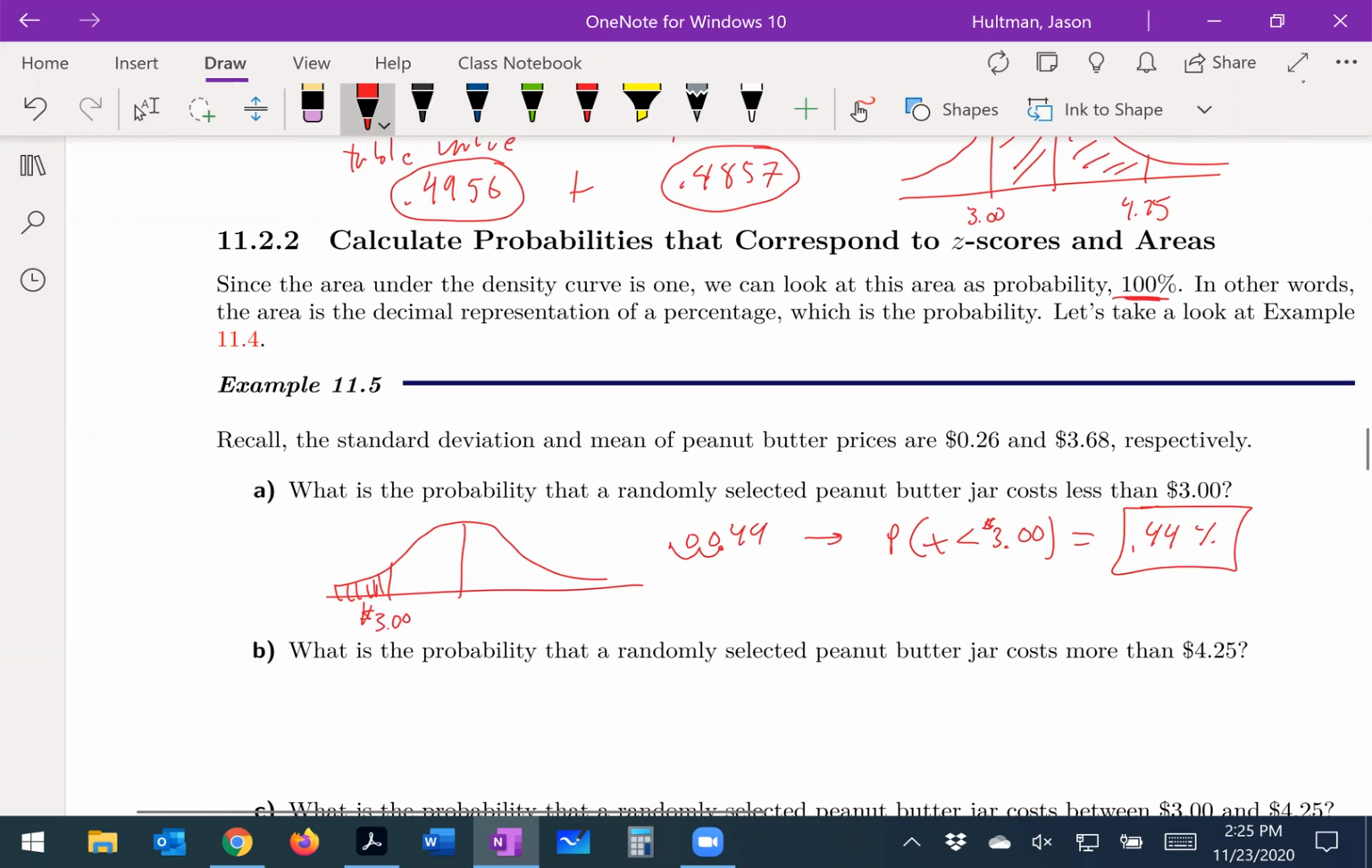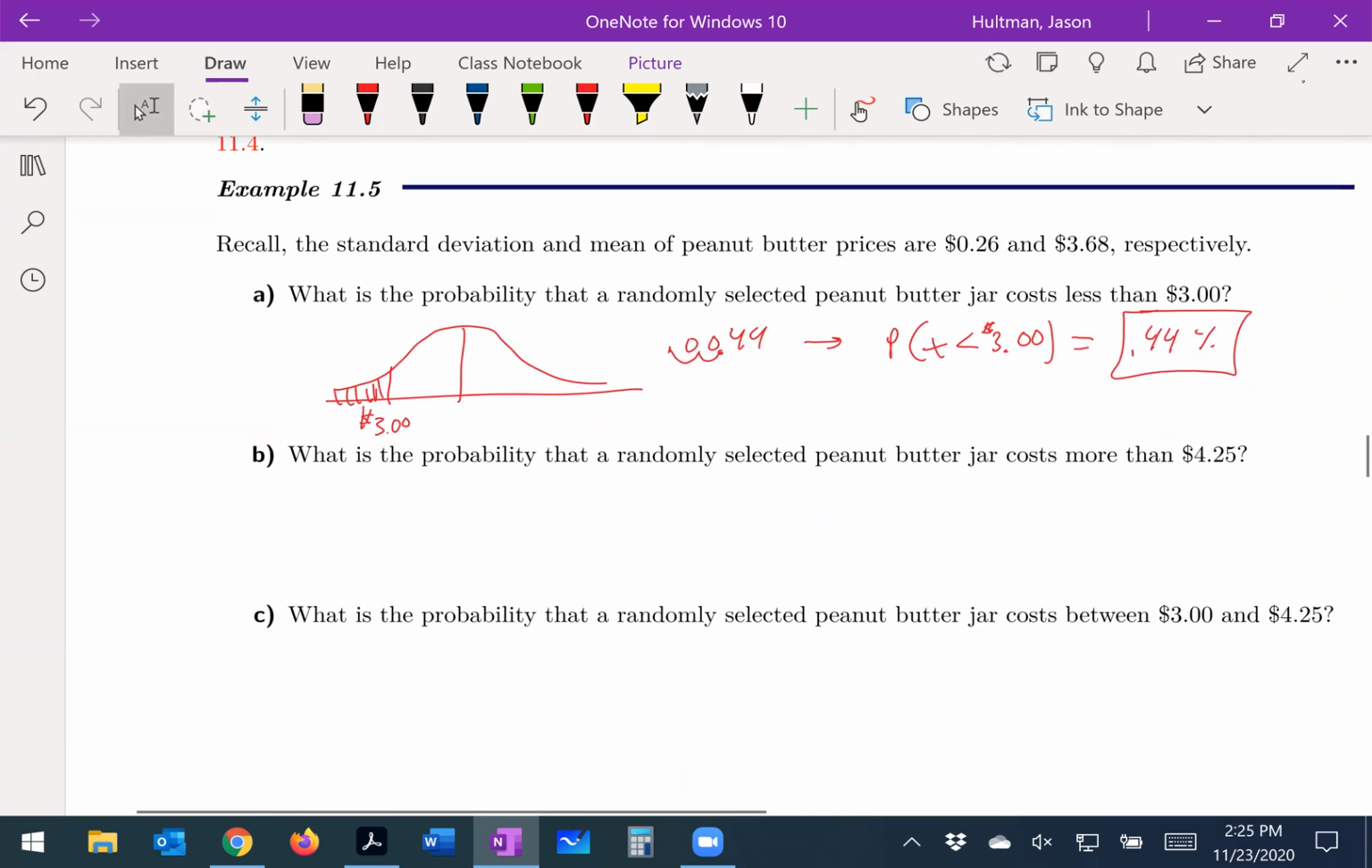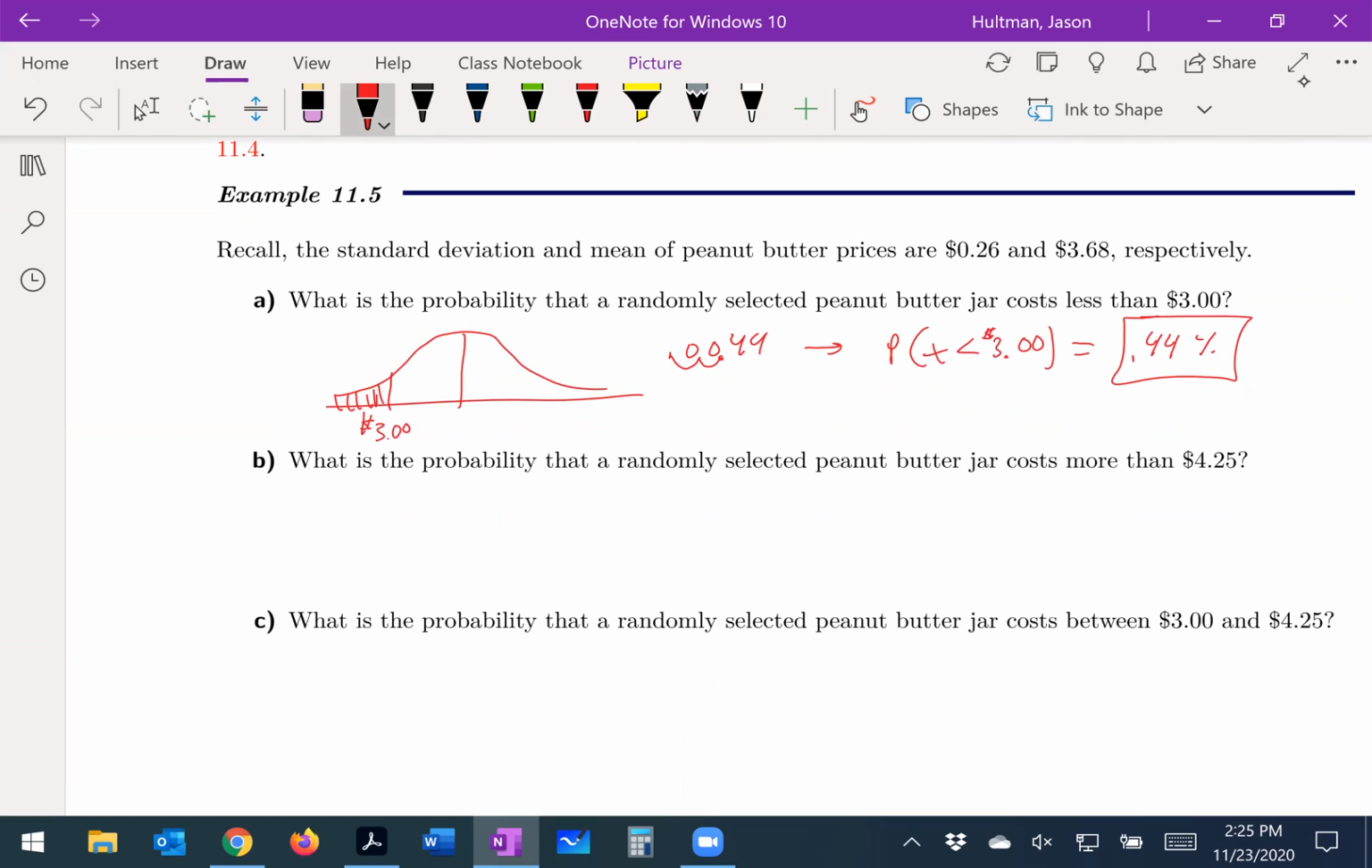What's the probability that a randomly selected peanut butter jar costs more than $4.25? Well, we already calculated for X greater than $4.25. We found a z-score: z equals 4.25 minus 3.68 over 0.26. We calculated the z-score to be 2.19.